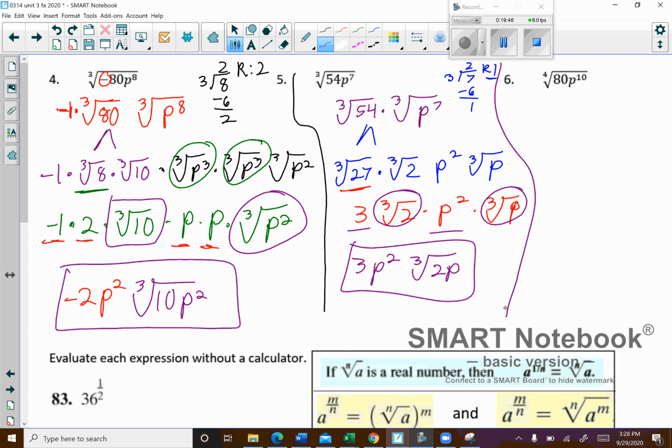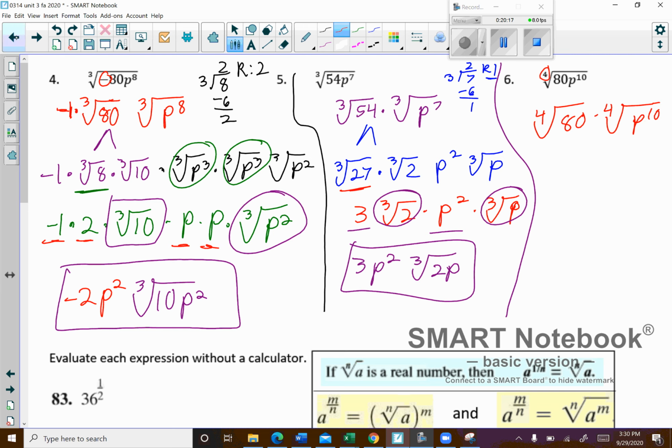All right. Let's look at our last one. So we are dealing with the fourth root, so we'll have to kind of look at that chart when we look at this one. So let's see, we've got the fourth root of 80, and let's see, I've got the fourth root of p to the power of 10, and we'll deal with the variable in a second. We'll use the division, it should be pretty simple. But let's look at 80.